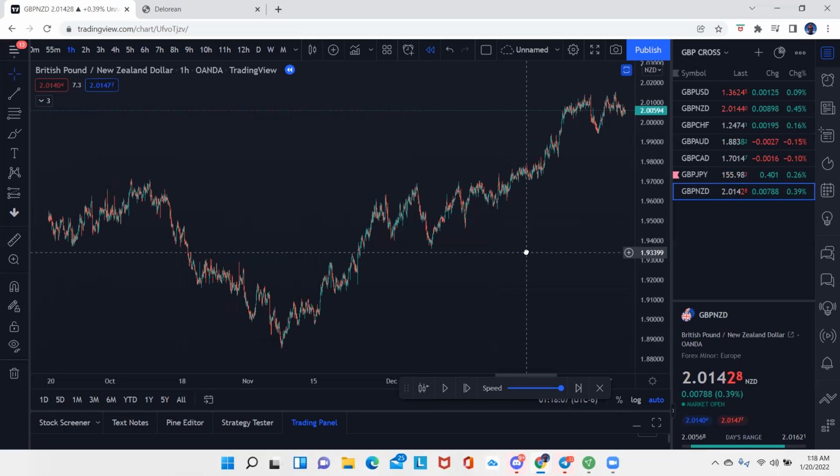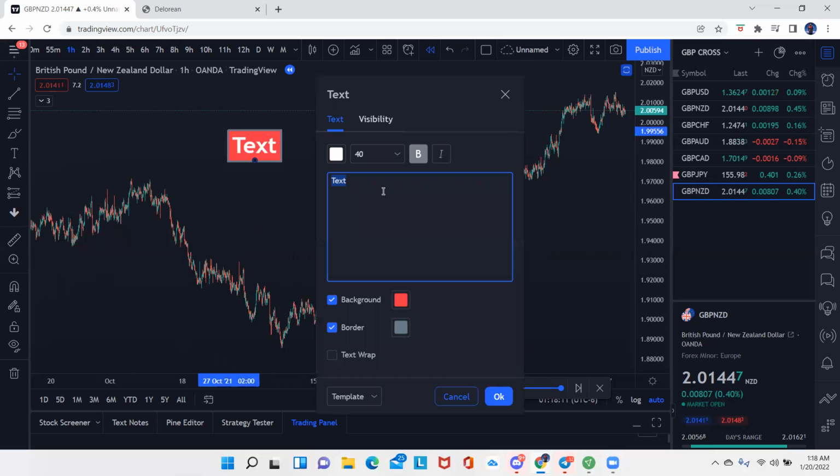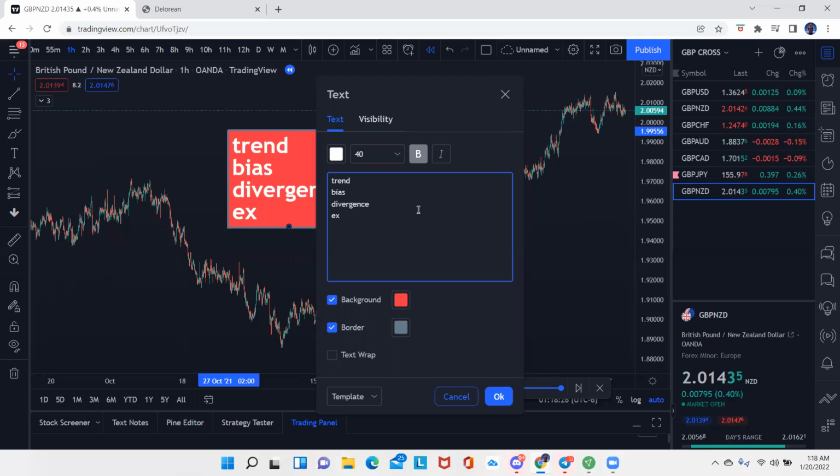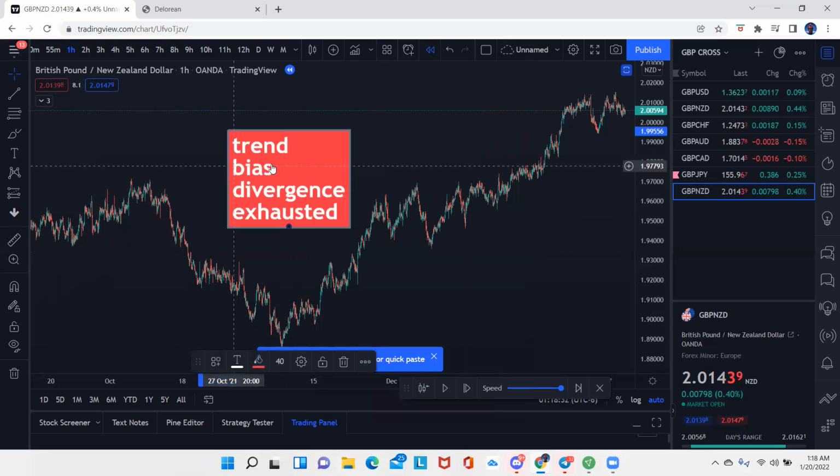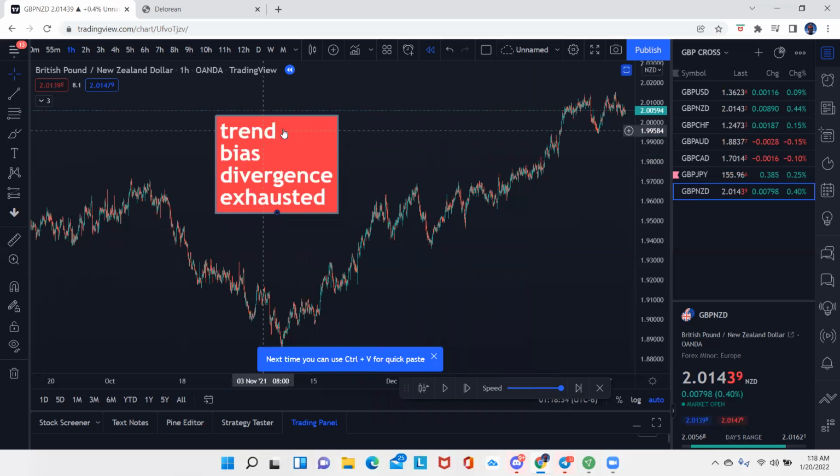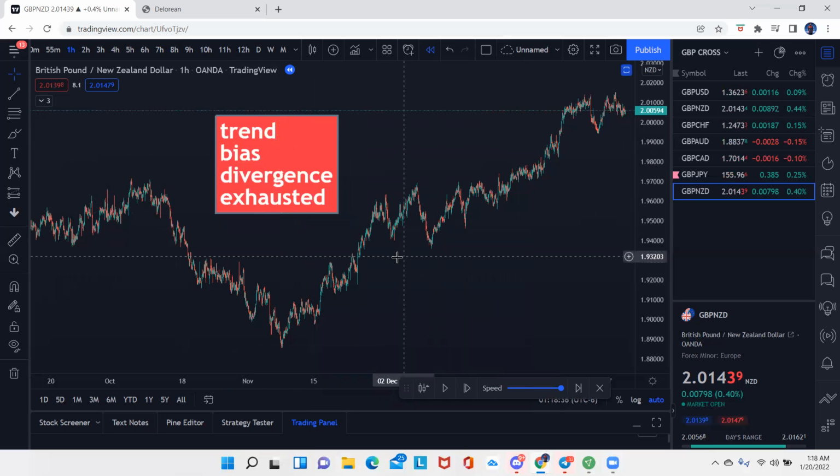So I like to start off on a 1 hour. So the first confirmation, I have four different confirmations I like to focus on, okay? I like to look for the trend. I like to form a bias, right? The bias just means what direction am I looking to take it in once I find out what the trend is. I want to see if I can find divergence. And I want to see, is the market exhausted? I really don't know how to spell exhausted. I think that's how you spell exhausted. I have no idea. It really doesn't matter. So these are going to be my four primary confirmations that I want to look for.